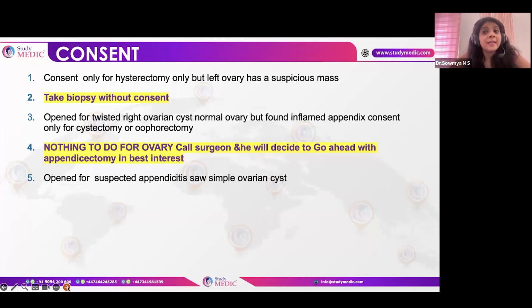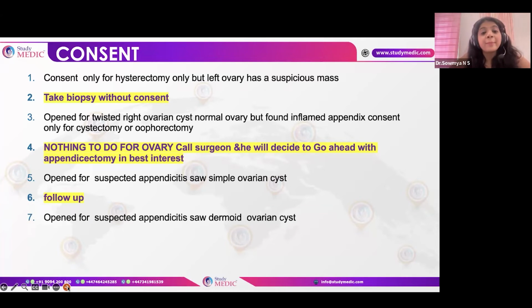Open for suspected appendicitis, but the surgeon saw a simple ovarian cyst. Obviously, your surgeons will call, you will go scrub, have a look, and if it's a simple ovarian cyst, you would just call them for follow-up. Open for suspected appendicitis, but your surgeon saw a dermoid ovarian cyst. Obviously, they would have taken consent only for appendicectomy. Then you would say that for the ovarian cyst part, unless it is torted or gangrenous or anything serious, you would ask them to send her back later during follow-up. Okay, so remember, you should do only the procedure they have consented to.